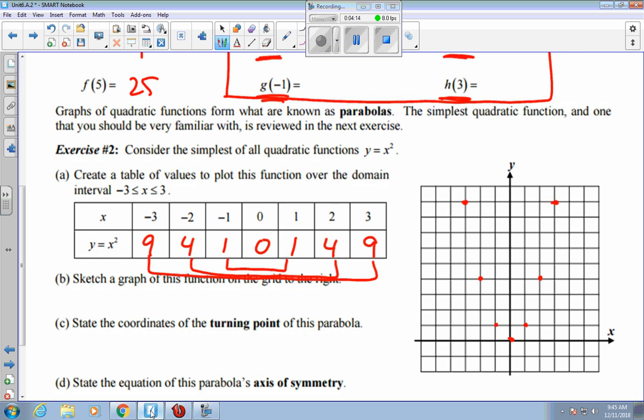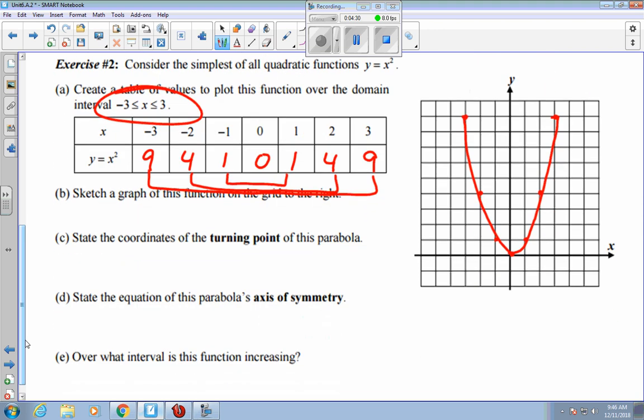Now it's a restricted domain. Therefore, you do not have arrows. You do not go through those points. This tells me the restricted domain right there. Negative 3 less than or equal to x less than or equal to 3. State the coordinates of the turning point. The turning point is the lowest point in this case because it opens up. So it is 0, 0.